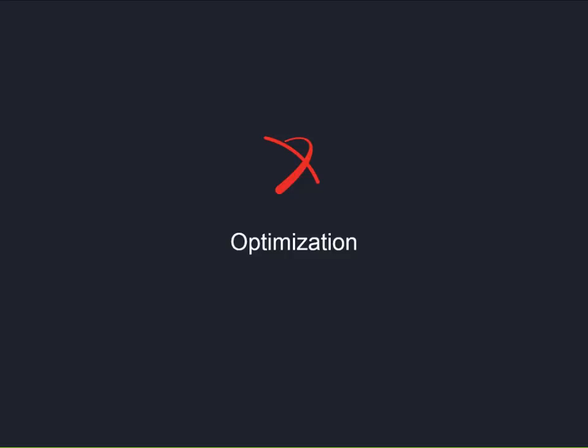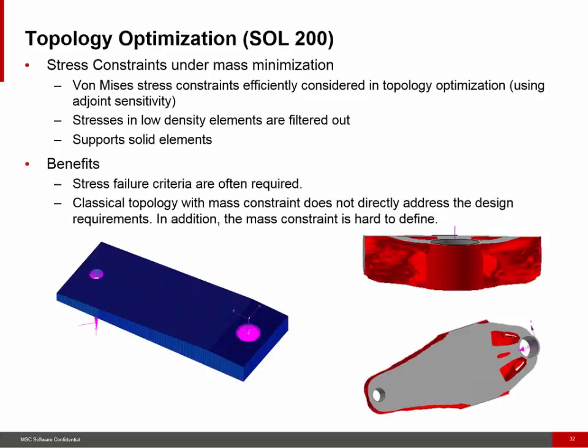Moving on to optimization, where we've added enhanced capabilities in topology optimization. So previously it was very inefficient to add a lot of stress constraints to topology optimization, and there was no way to deal with stresses in low density elements, which could be highly inaccurate.